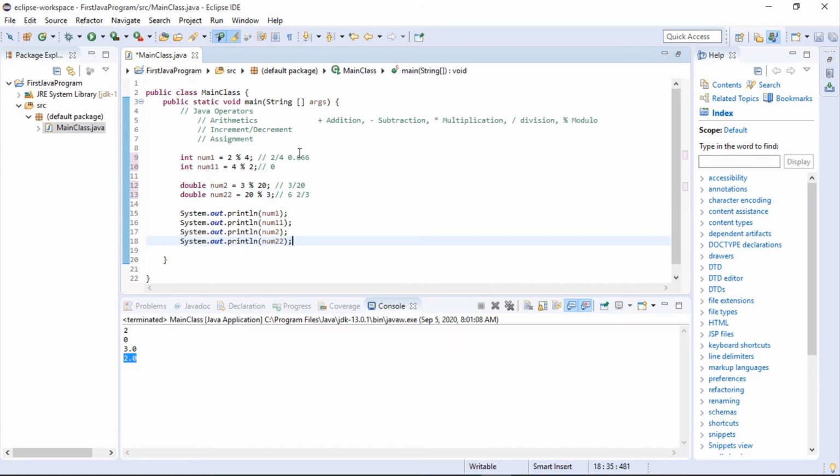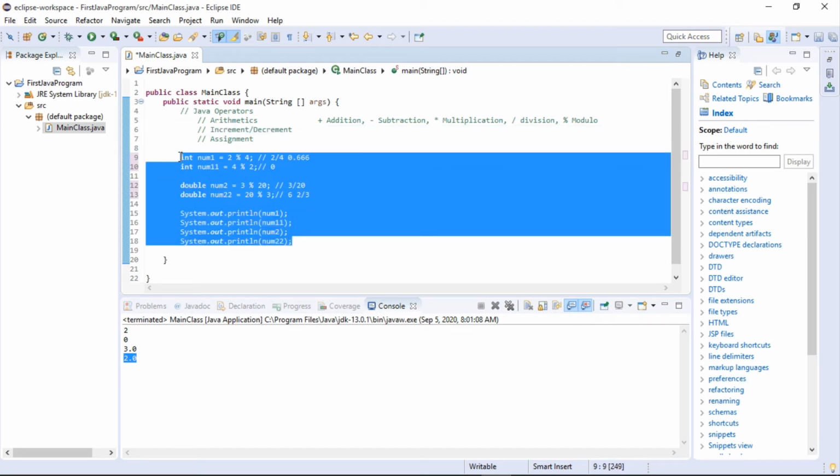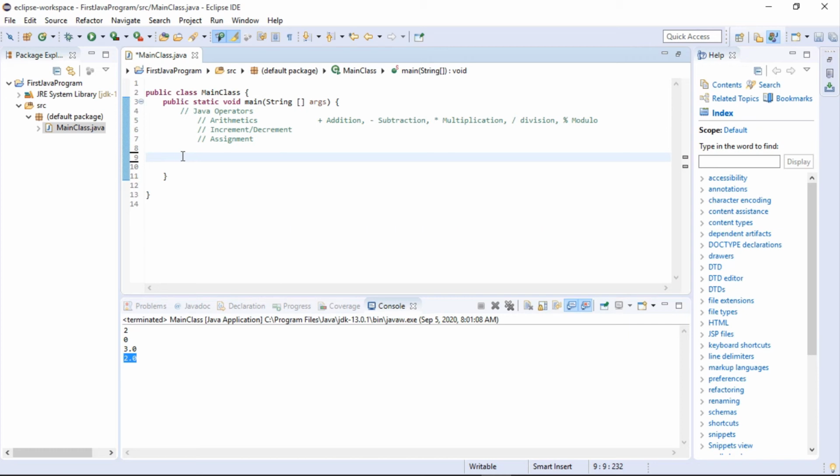So the next operator we'll be discussing today is the increment and decrement operator. This increment and decrement operator provides a more convenient and compact way to increase or decrease the value of a variable by 1. For instance, we have x equals x plus 1, and we also have x equals x minus 1. So we can use the increment and decrement operator. Let's note them. We have the increment, which is the plus plus sign, then we also have the decrement, which is the minus minus sign.